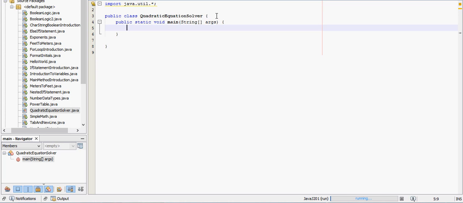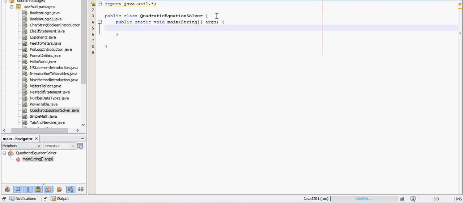In this video we're going to make a quadratic equation solver. We're going to input the coefficients for a, b, and c, and then it's going to either output the answer or output saying there are no real roots here. If you don't remember the quadratic formula, it's negative b plus or minus the square root of b squared minus 4ac, all over 2a.